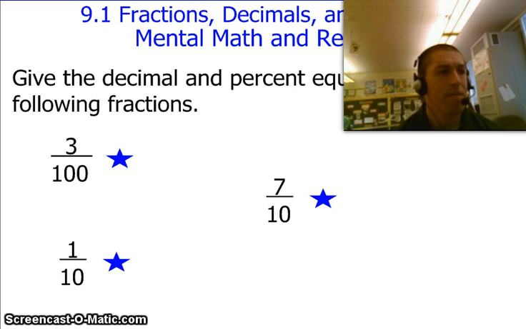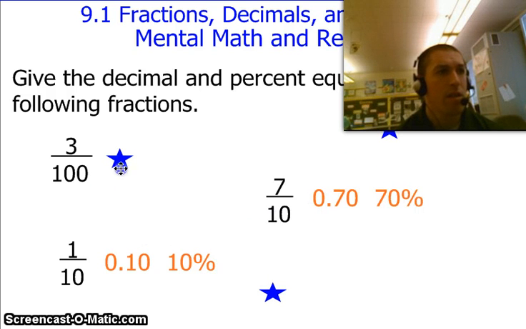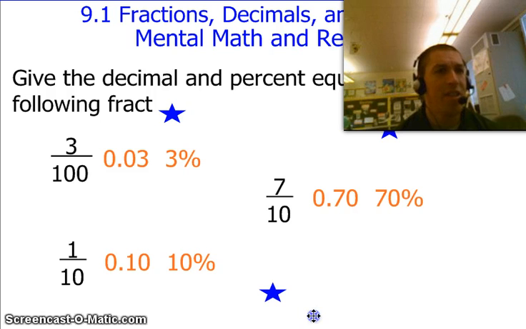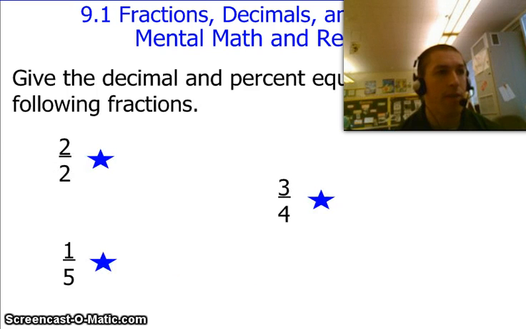Do these. See how you did. The difference of these: 7 out of 10 is the same as 7/10ths, and that's the same as 70 hundredths. Remember, we did that in fractions. Okay, getting a little tougher. So pause, try to get these.